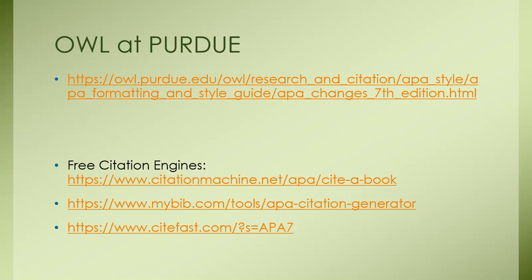So I recommend for you to visit the Online Writing Lab at Purdue. If you don't remember this link, you can always just Google OWL at Purdue APA and it will come up for you. Now, there are also free citation engines that will also help you until you get used to citing on your own.